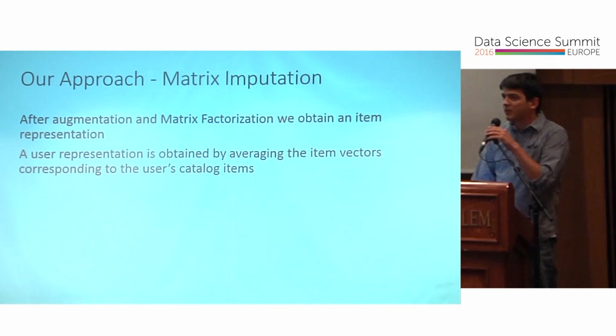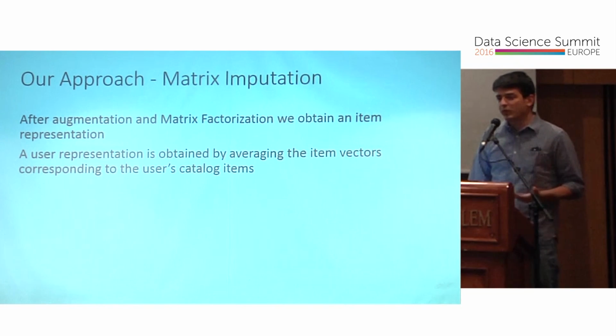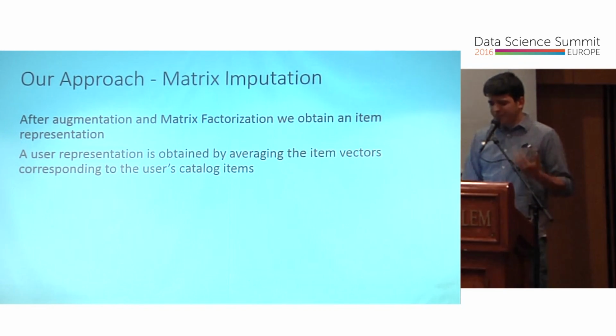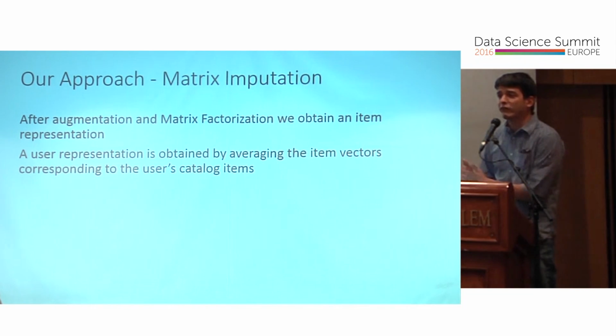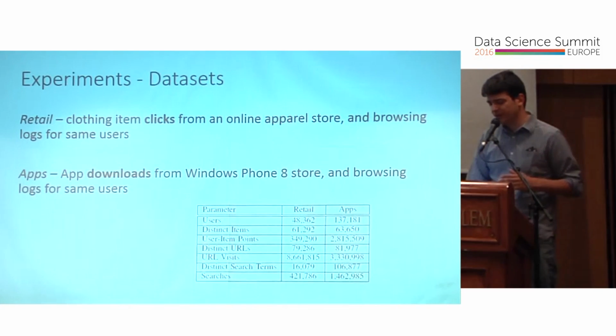Okay, so we augment the matrix, and we perform matrix factorization. And then we have a user representation and an item representation as before. We actually found that it's helpful to discard the resulting user representation and construct a new user representation based on averaging the item vectors corresponding to the items in the user's basket. So that's just a detail.